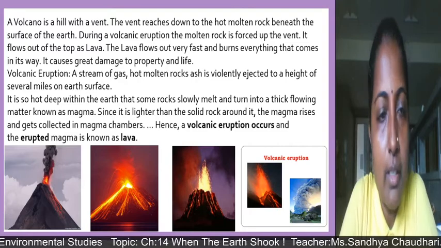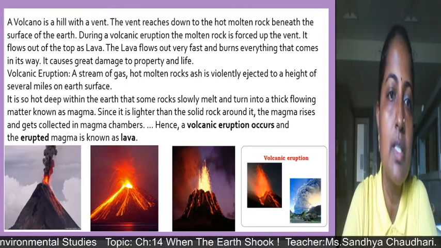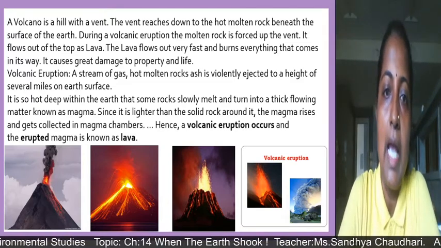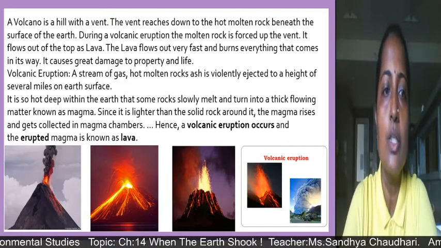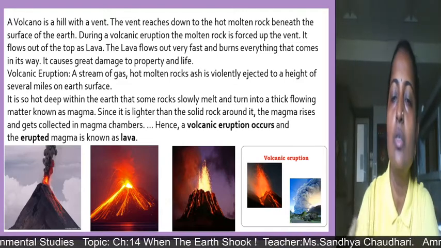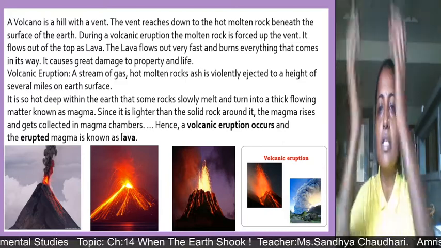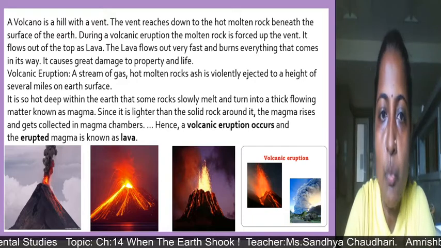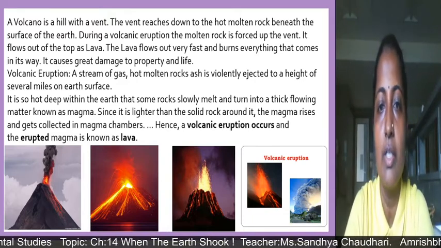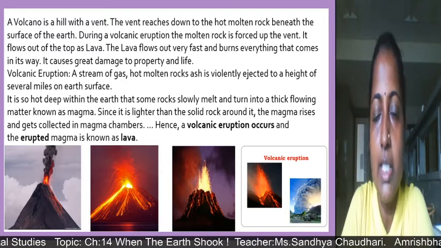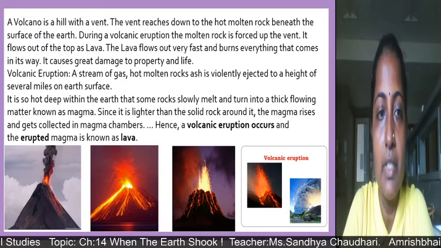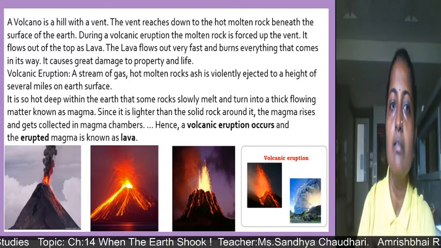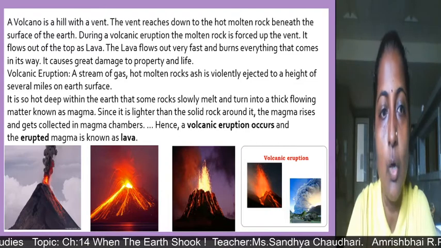Now what is meant by volcanic eruption? A stream of gas, hot molten rock and ash is violently ejected to a height of several miles on the earth's surface. It means it is highly ejected from the bottom to the earth's surface. It is very hot deep within the earth.